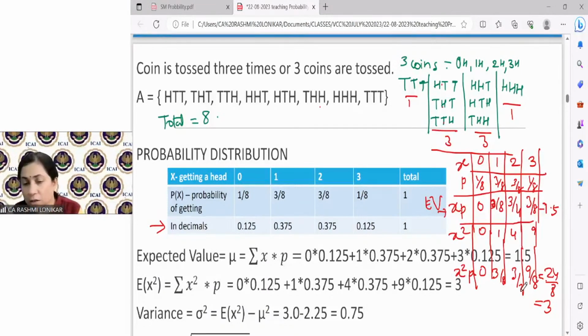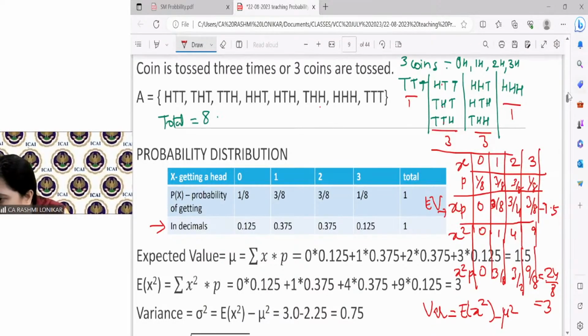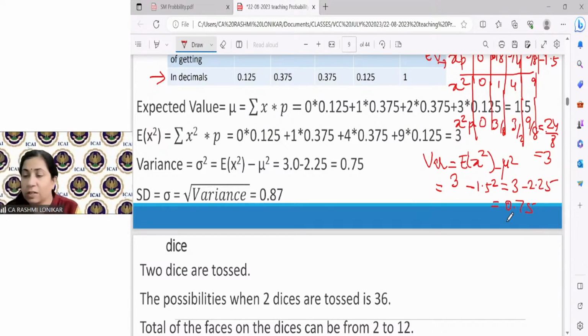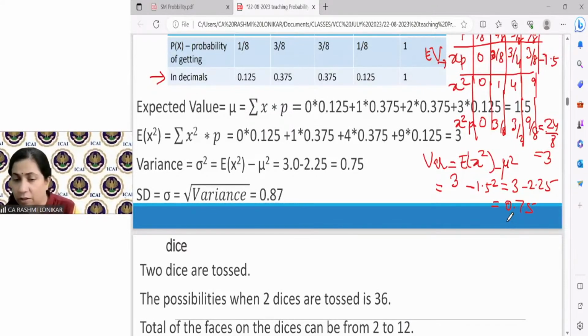And then I will have variance. Variance is E of x square minus mu square. So what is E of x square? E of x square is 3 minus mu square, which is 1.5 square. How much is 1.5 square? 2.25. So this is 3 minus 2.25. Answer is 0.75. So the variance is equal to 0.75. I hope everybody has understood.